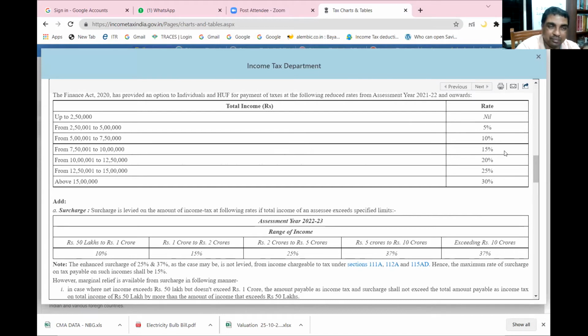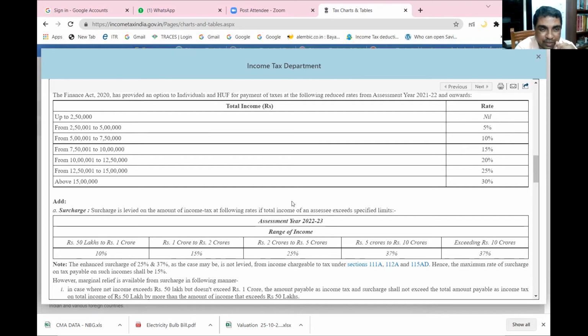And you can also see that for every 2,50,000 increase in the total income, there is a 5% increase in the slab rate. It will continue up to 15 lakh. At every step there is a 5% increase: 5, 10, 15, 20, 25, 30. And the income steps are 2,50,000, 5 lakh, 7 lakh 50,000, 10 lakh, 12 lakh 50,000, 15 lakh and above 15 lakh. Is it clear?